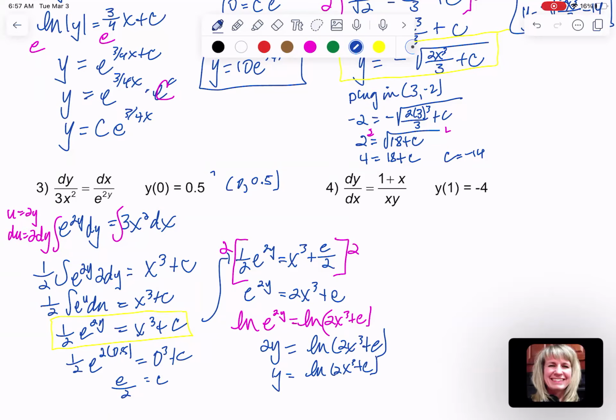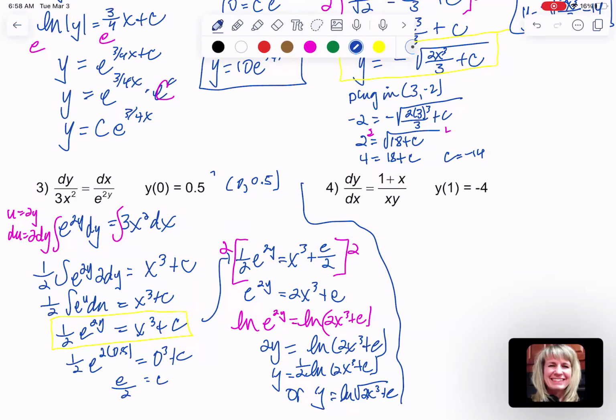You can say over 2, or you can put a 1/2 out front, which, if you remember your log rules, that 1/2 becomes the exponent of that argument. So you could also see it as y equals the natural log of the square root of 2x cubed plus e. But either one of those is your particular solution.